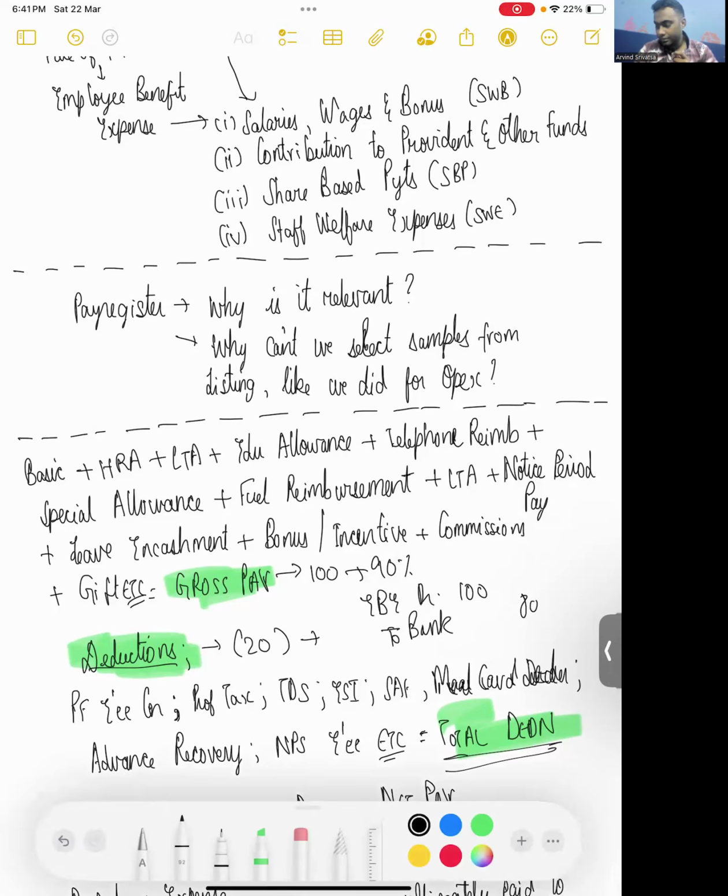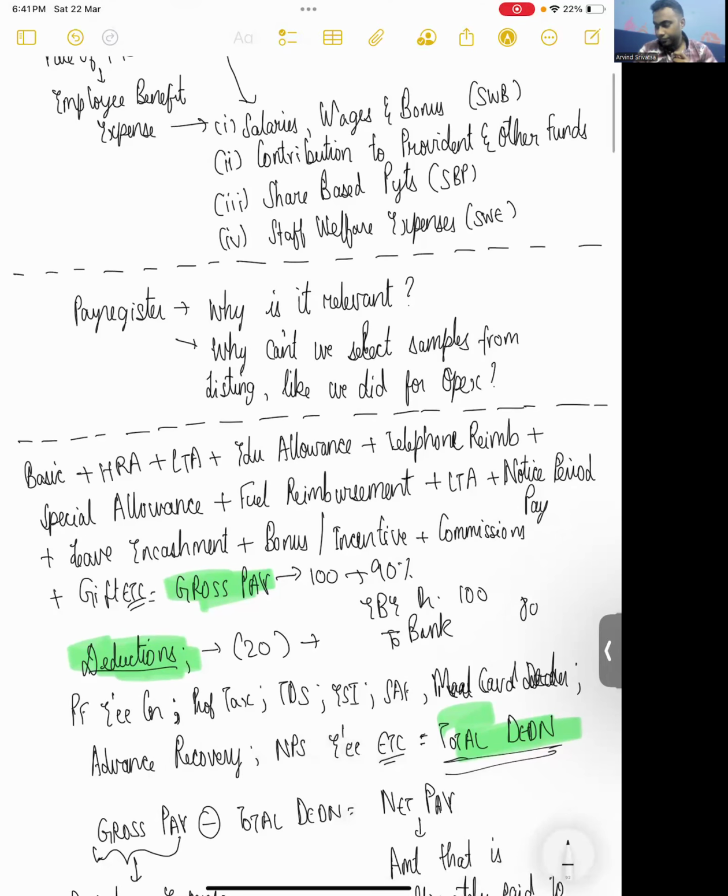Then your PF payable to the extent of 20. So why PF payable? Because this amount is the employee's contribution, but the company has a liability to deposit it with the government, which is why PF payable is 20 rupees, and why it is a liability case. So I hope you understood this. If I have to give you a perspective, this is the gross pay, this is the net pay, and this is the deduction.